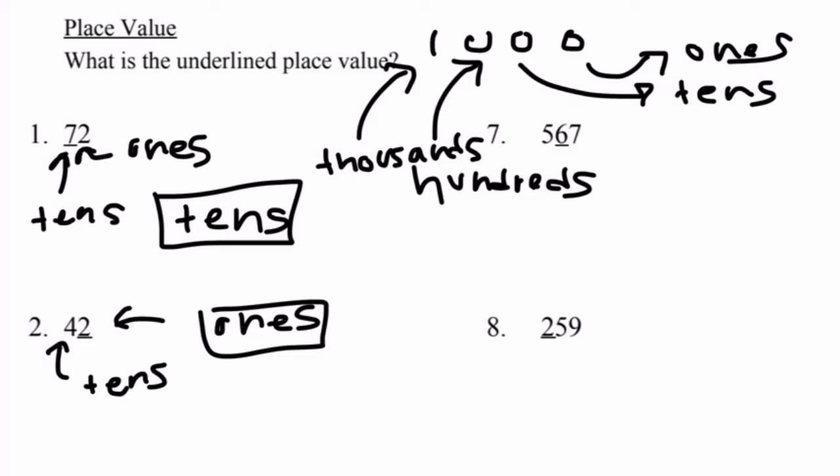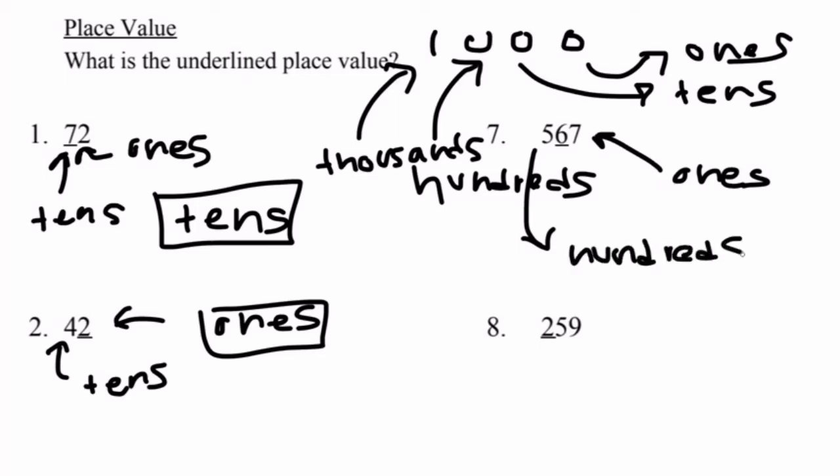Number 7, 567. We know that the 7 in 567 represents our ones place. The 5 represents our hundreds place. So that only means the underlined 6 represents our tens place, because it's 567.